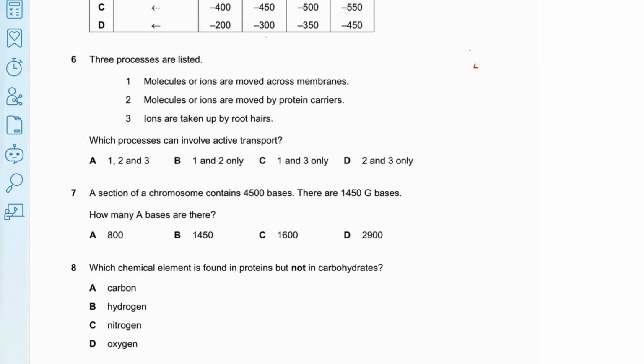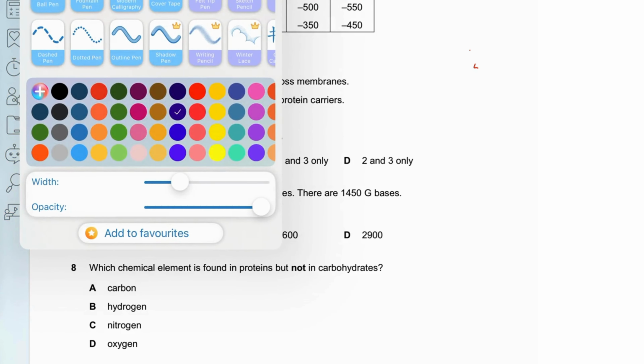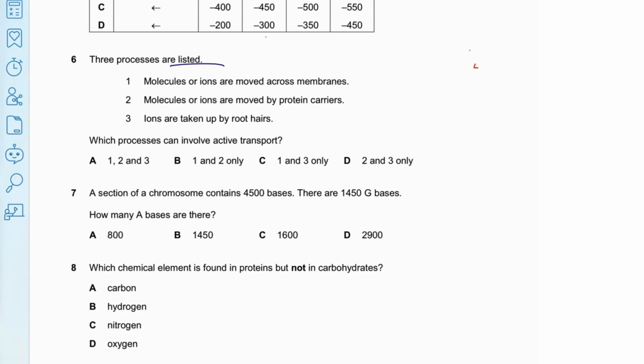Number 6. Three processes are listed. Molecules or ions are moved across membranes. Molecules or ions are moved by protein carrier. Whenever I see protein carrier, remember active transport. Ions are taken by root hair cells. Whenever I see root hair cells and ions, I also remember active transport. Which processes can involve active transport? We said 2 and 3 for sure, without thinking. So any answer without 2 and 3 is wrong. So B is wrong, C is wrong. So it may be D or A.